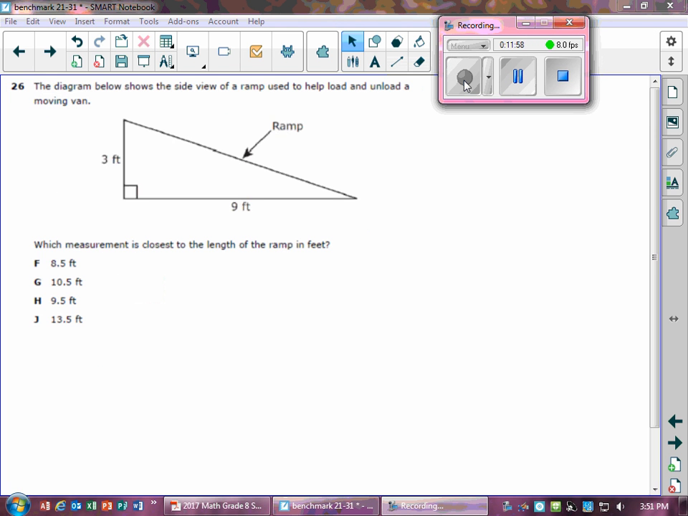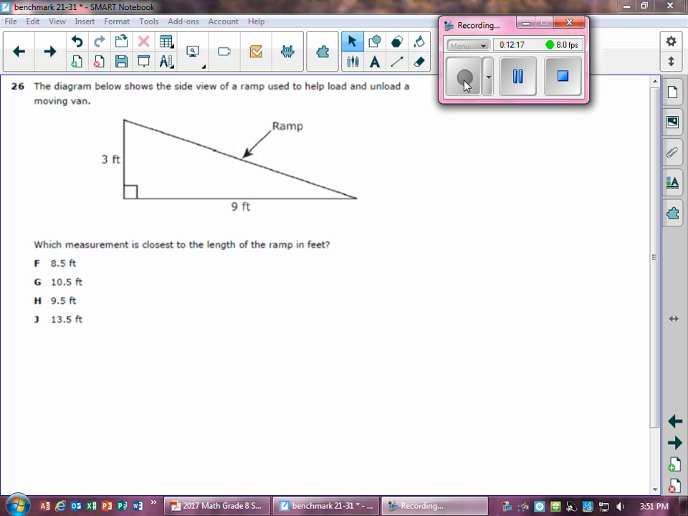All right, 26. The diagram below shows the side view of a ramp used to help load and unload a moving van. Which measurement is closest to the length of the ramp? Oh my goodness, we have a right triangle. This is the easiest one.